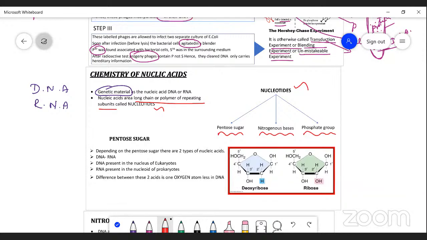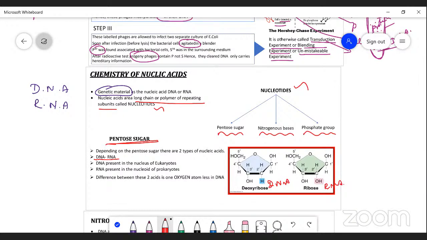Okay. First, we want to know what is pentose sugar. Pentose means 5. Depending on the pentose sugar, there are two types of nucleic acid. One is DNA, another one is the RNA. See in the structure. The deoxyribose sugar is known only in the DNA. The ribose sugar is known only in the RNA.